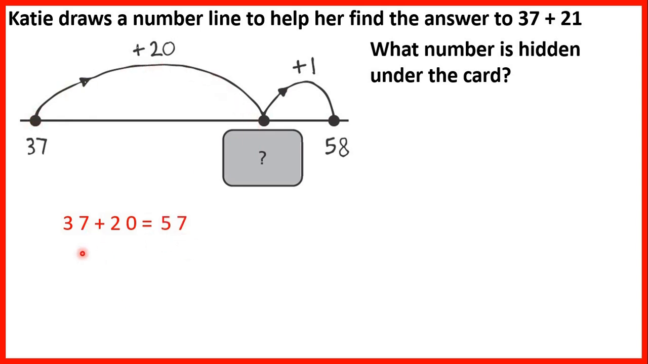That's 57, because if we have 3 tens and add 2 tens, we get 5 tens, and then our ones digit stays the same because we're not adding any ones. So that means the number under the card is 57, because then if we add 1, we get 58. So the number under the card is 57.